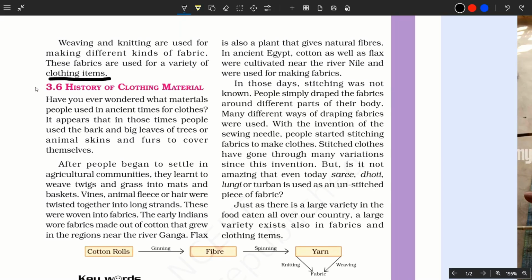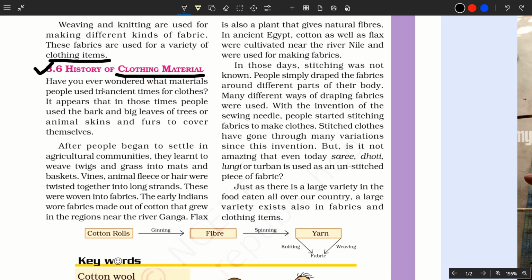Let's move to the background of these fabric materials, how the materials came about and how cloth has been made. Here, 3.6, history of clothing materials. We'll see some history of the clothing materials. Have you ever wondered what materials people used in ancient times for clothes?